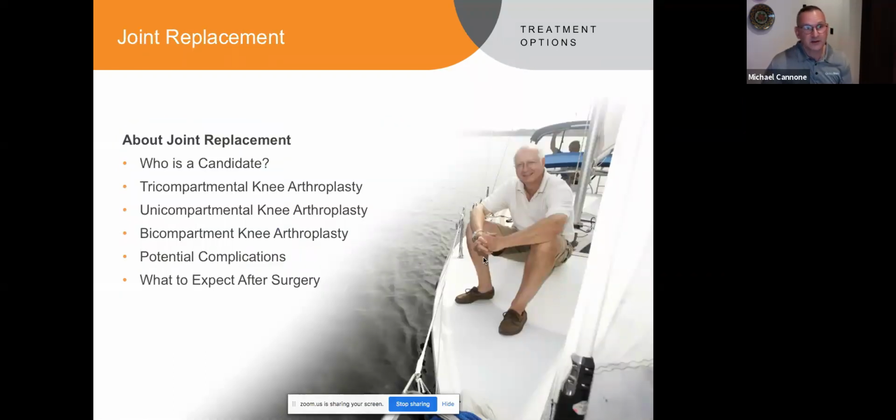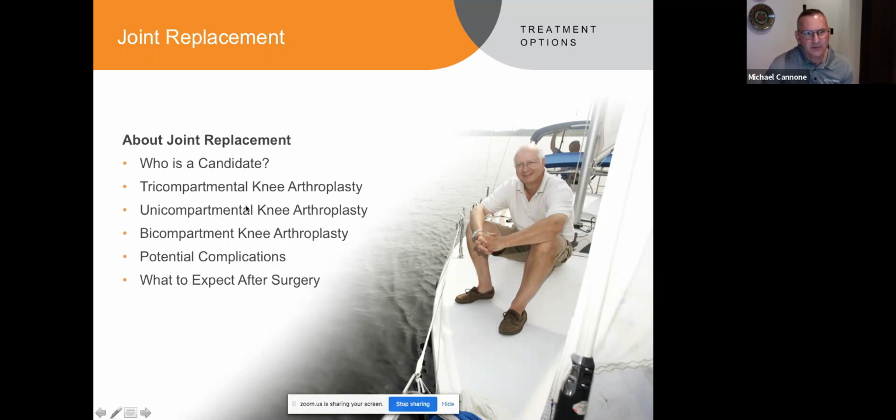So then when we get to talk about joint replacement, who's a candidate for joint replacement? What type of joint replacement are we talking about doing? I don't do bicompartmental knee arthroplasty. It was kind of a rage that hit the market when it first came out, but the patients did not do real well with it. So basically, our practice is limited to total knee arthroplasty or unicompartmental knee arthroplasty.